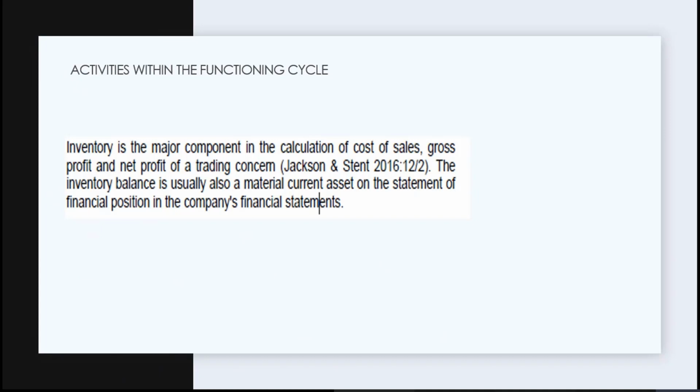Inventory is a major component of your cost of sales, your gross profit, your net profit. So it's an important line item, because you are saying these are the goods that I am willing to manufacture or produce in order for me to make profit, or in order for me to monitor my costs. So that's why it's a material current asset, and it's in your balance sheet, and also it affects your.